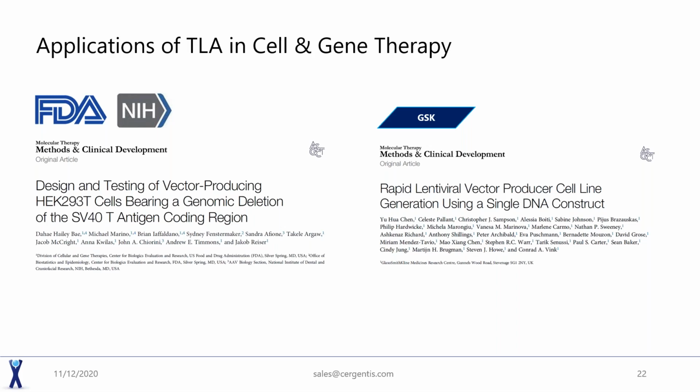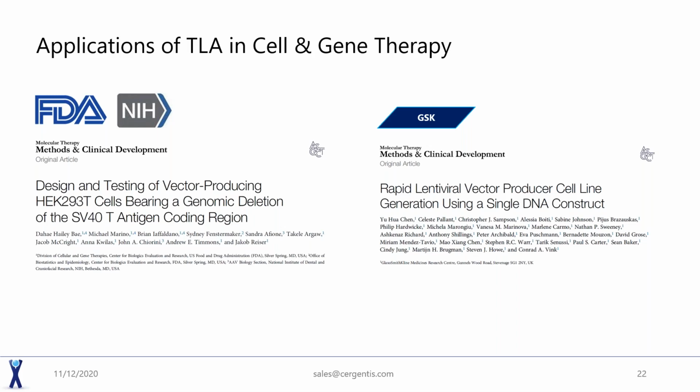So as you well know, lentiviral vectors are typically produced using the human embryonic kidney 293 cell line. However, the presence of SV40T antigen encoding sequences raises some safety concerns regarding the use of those cell lines to produce viral vectors for in vivo applications. So what the researchers from the FDA and NIH have done here is that they've removed these SV40T antigen encoding sequences from the HEK293 cells using a CRISPR strategy. And TLA was one of the selected methods to help perform in-depth characterization of this genetic modification.